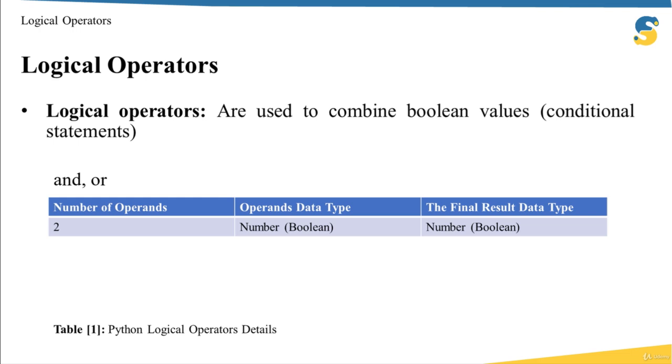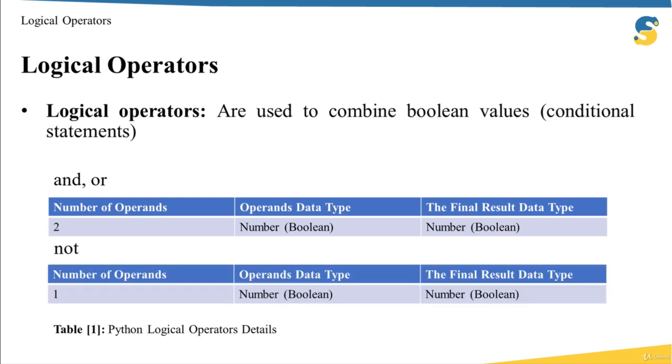For AND and OR, each one of these operators takes two operands, and the operands' data type should be Boolean. So both of the operands should be Boolean, and once the operator is executed, the result is going to be another value, which is also Boolean. For the case of NOT, which is the third operator inside logical operators, it takes only one operand, and this operand should be of the type Boolean, and after we execute NOT, the result is going to be another value which is also Boolean.